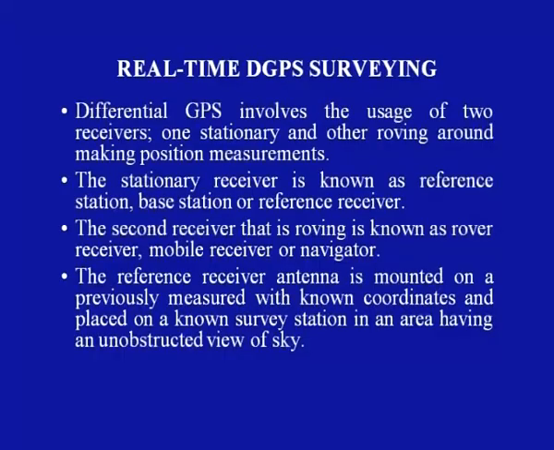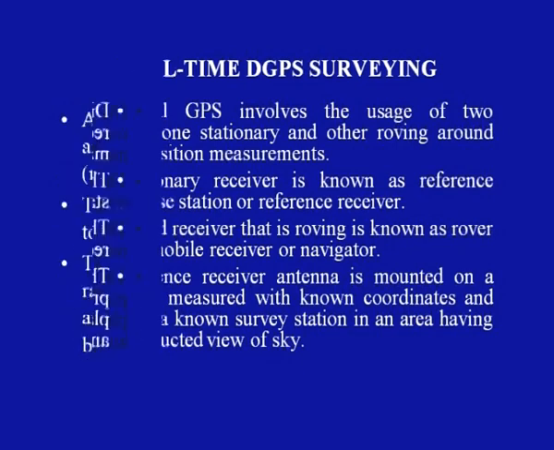Differential GPS involves the usage of two receivers, one stationary and the other roving around making position measurements. The stationary receiver is known as the reference station or base station or reference receiver. The second receiver, that is roving, is known as the rover receiver or mobile receiver or navigator. The reference receiver antenna is mounted on a previously measured point with known coordinates, placed on a known survey station in an area having an unobstructed view of the sky.